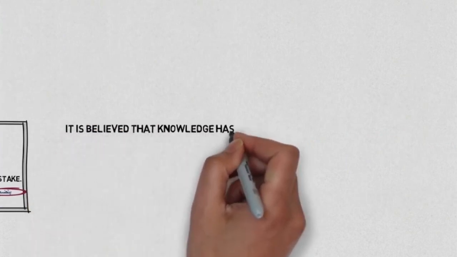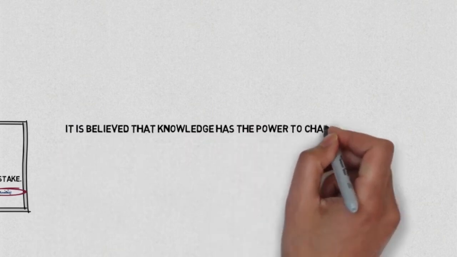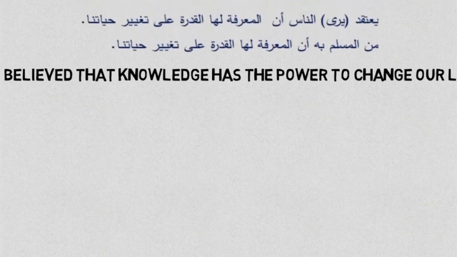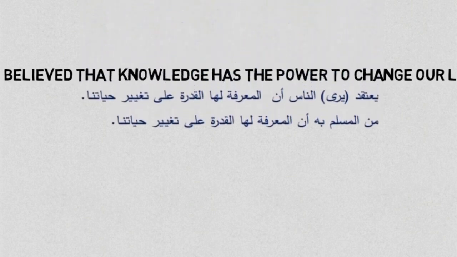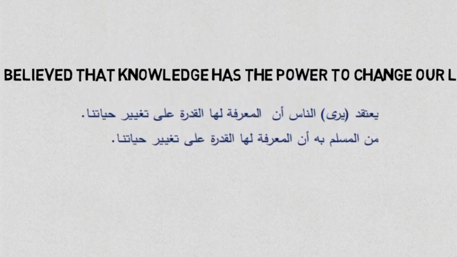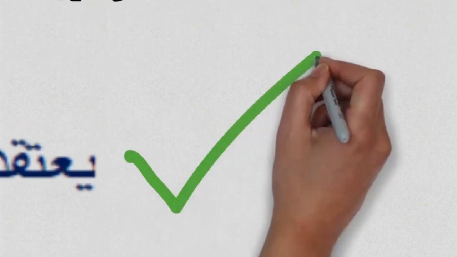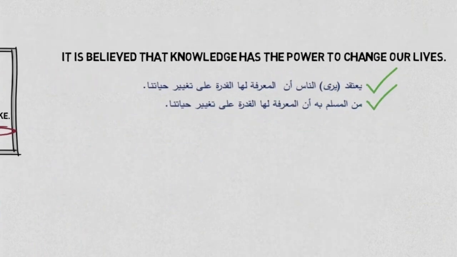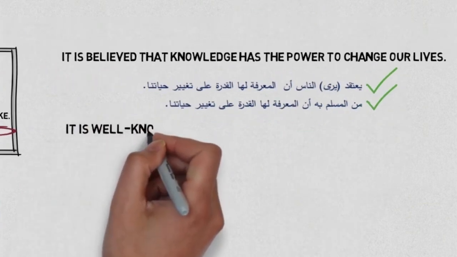Another example. It's believed that knowledge has the power to change our lives. يعتقد الناس, يرى الناس أن المعرفة لها القدرة على تغيير حياتنا. Or we can start the sentence with the preposition من and change the word into an adjective. من المسلم به أن المعرفة لها القدرة على تغيير حياتنا.